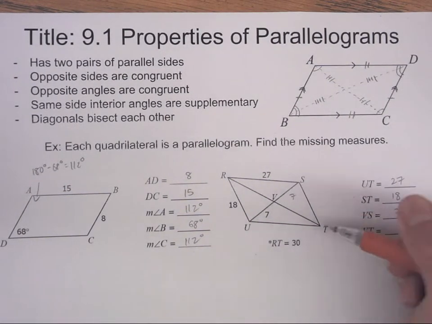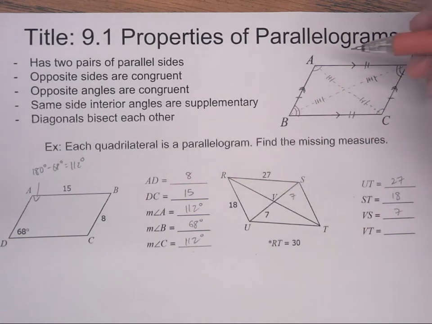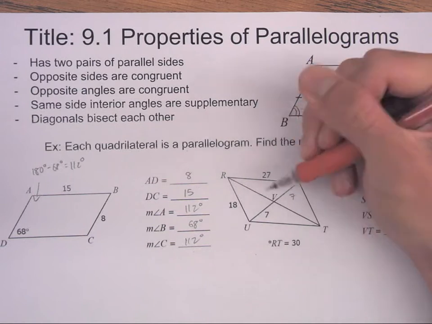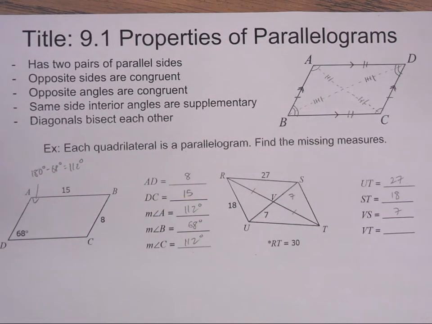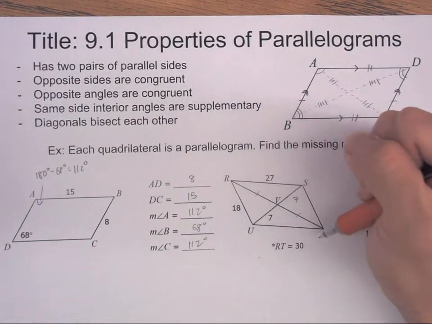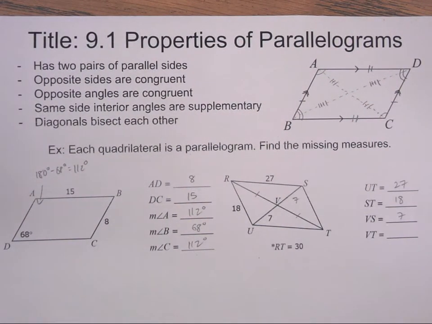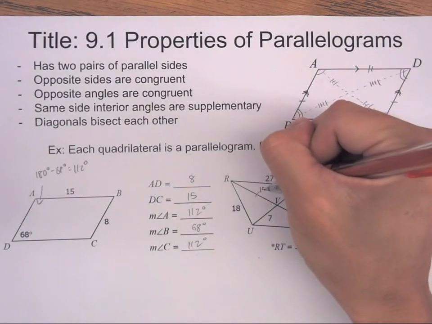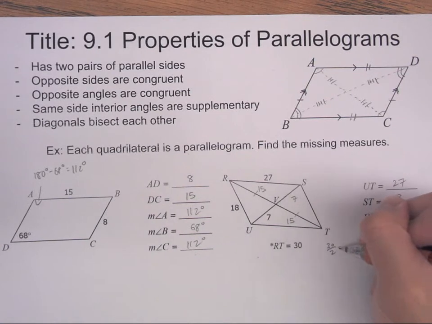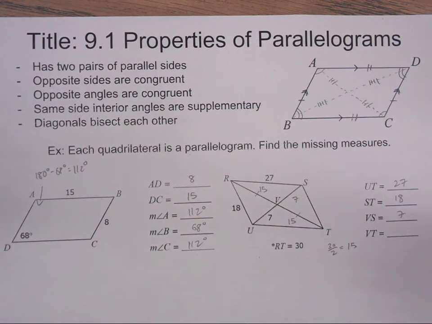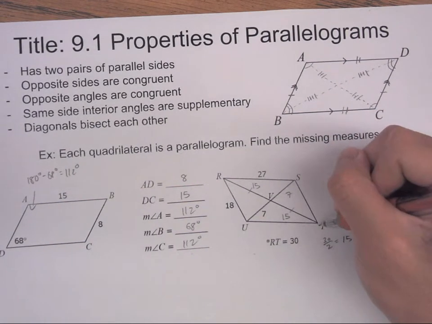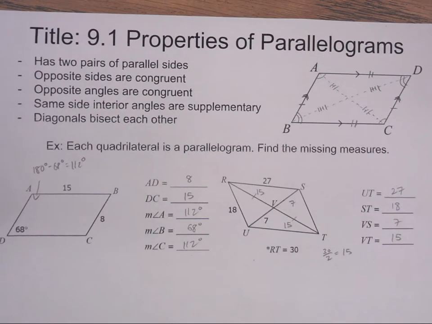So if RT is 30, and these two segments have to be the same, what that means is that you're going to divide the total, this segment RT, by 2. So that means this segment is 15, and this one is 15, because 30 divided by 2 is 15. So that means VT, the segment from here to here, by default is 15. Okay.